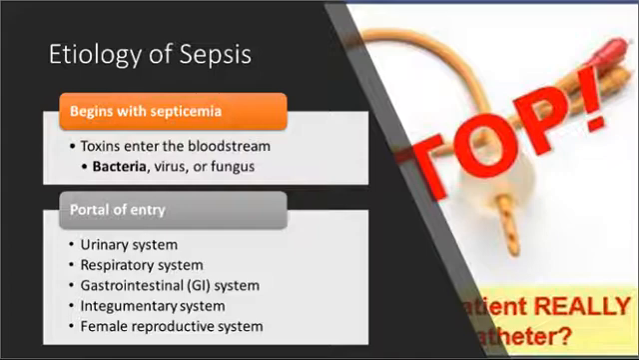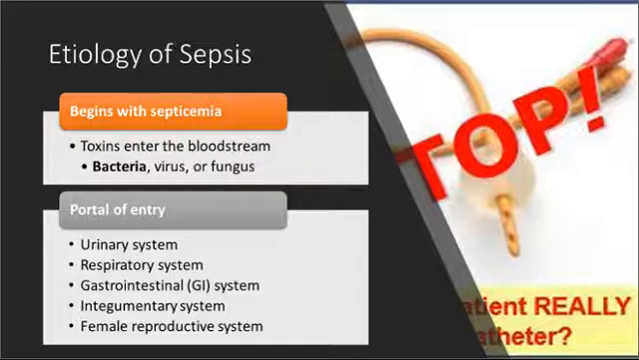If you remember going to the sepsis awareness at Motlow, where they talked about these things. So portal of entry, the bacteria, virus, or fungus has to have an entry port, whether it's urinary, respiratory, GI, through the skin, female reproductive system. There's 60% mortality related to sepsis, even though we're treating it.